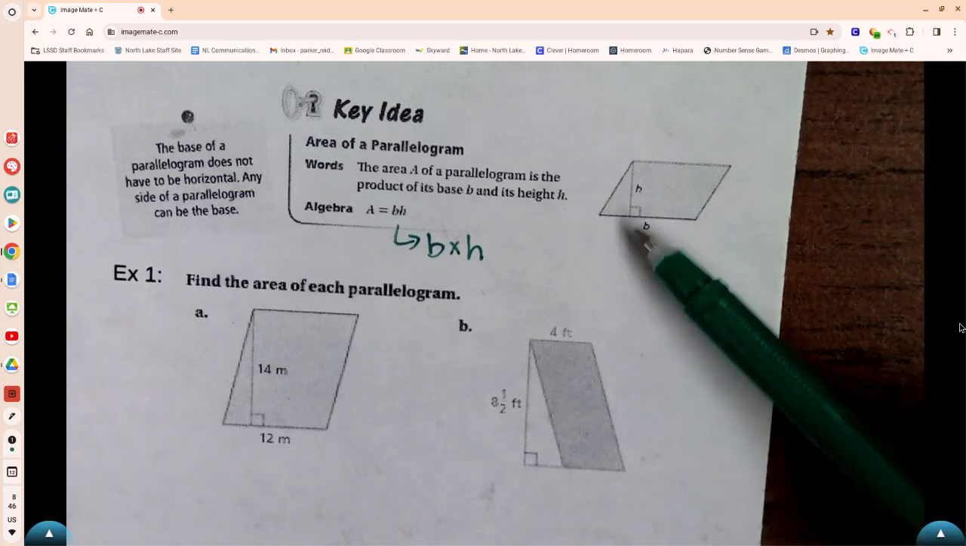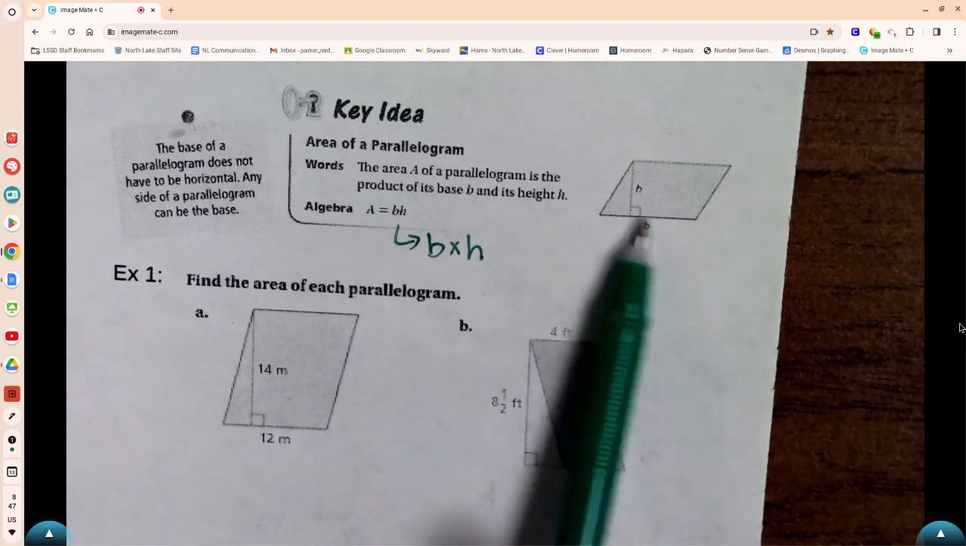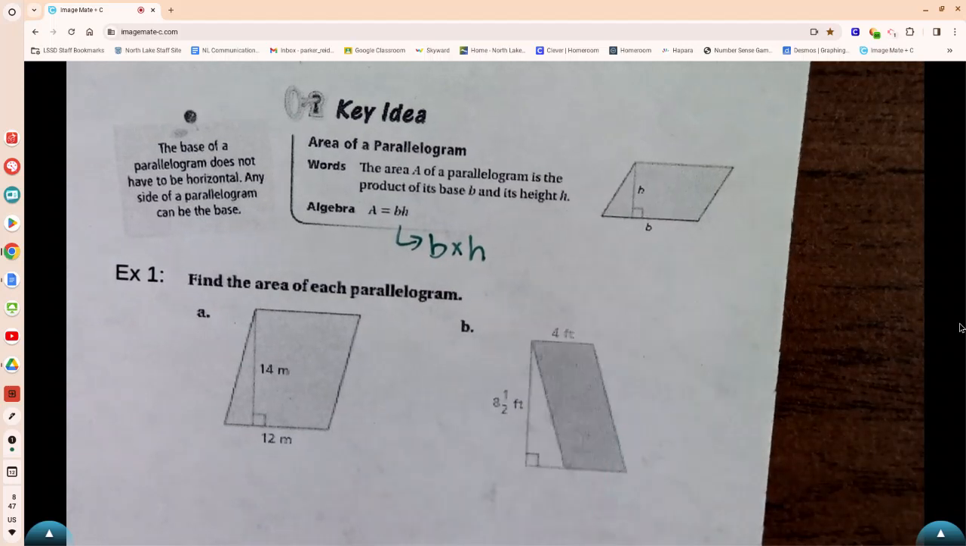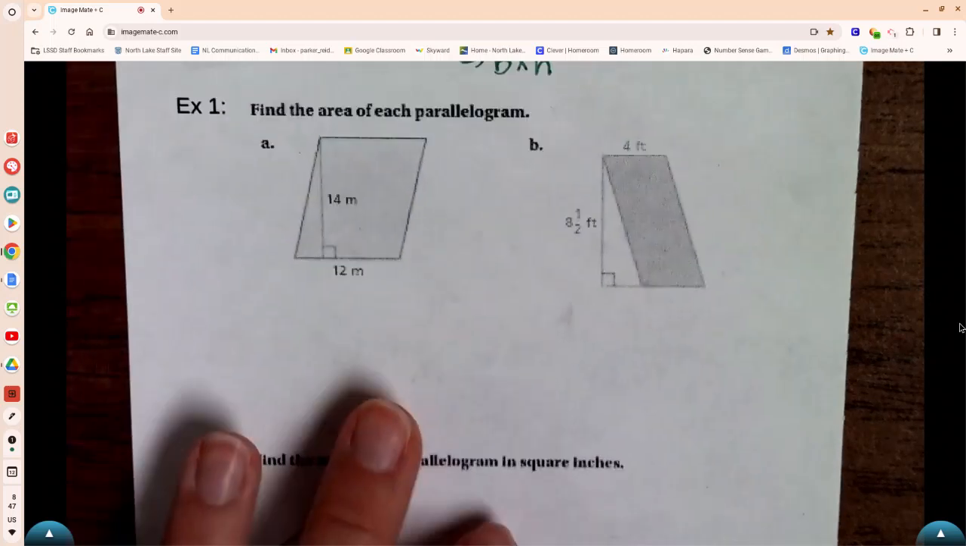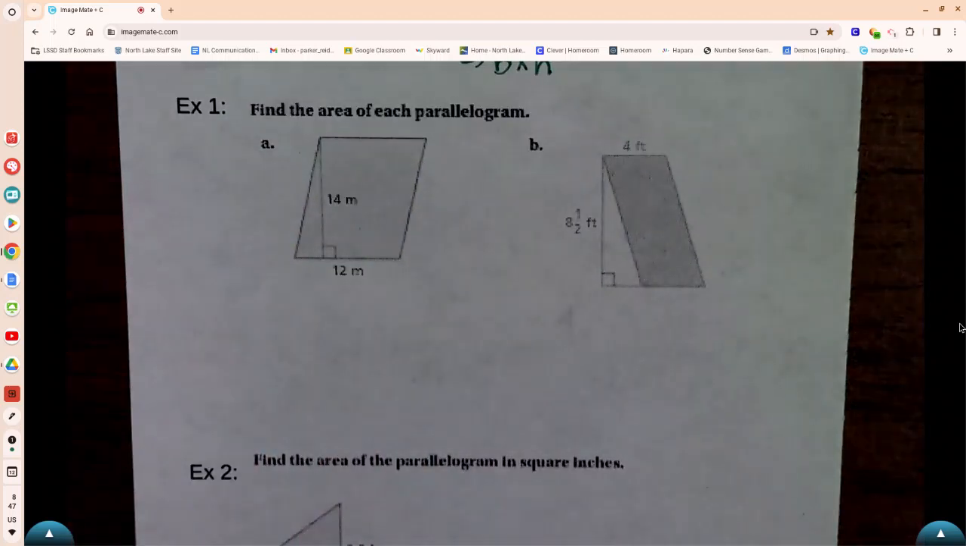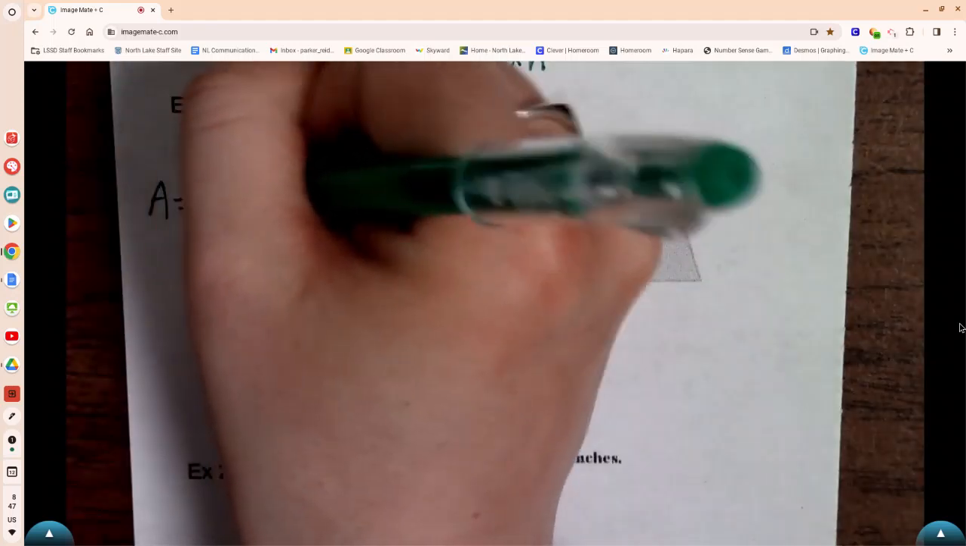If you find the right angle, the two sides that form it, this one and this one, those are your base and your height. A right angle is always right because it shows the base and height. So we're going to go ahead and just try it out. So this first one, find the area of each parallelogram. Well, I know it's a parallelogram, so I'm going to write down my formula. Area equals base times height.